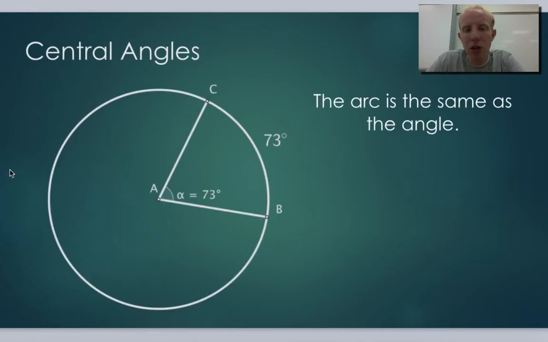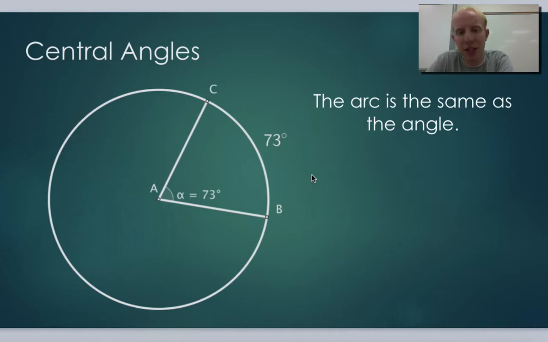Let's start off with a central angle. If you have a central angle and you're trying to find a portion of an arc, or how much of the circumference we've got, then in this case the arc is the same as the angle. For example, this angle right here is 73 degrees. That means out of the total 360 degrees, it represents 73 degrees of the circle. Likewise, this arc compared to the circumference represents 73 degrees compared to 360 degrees for the total circumference.